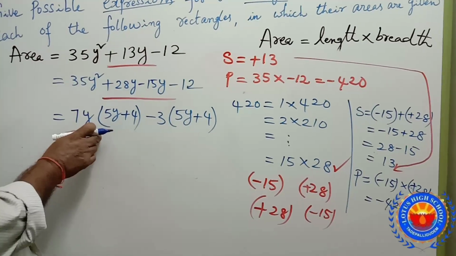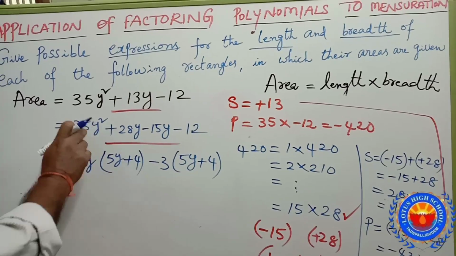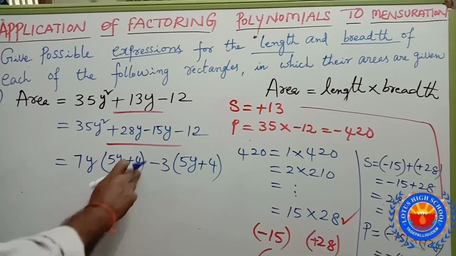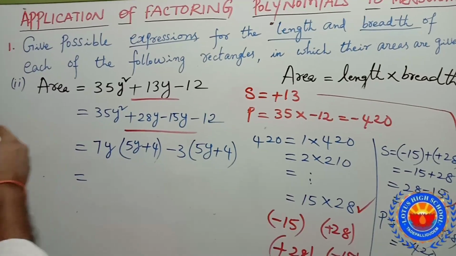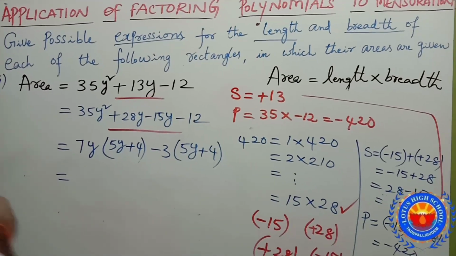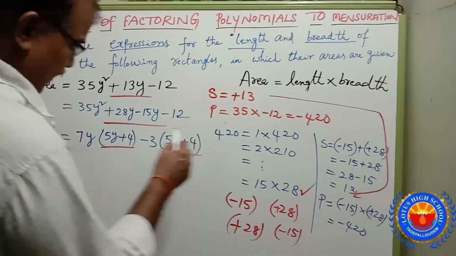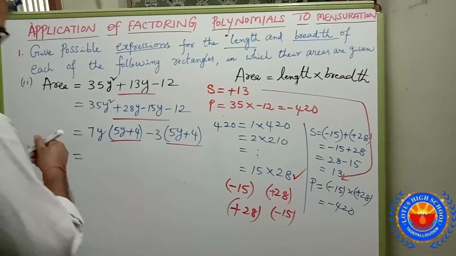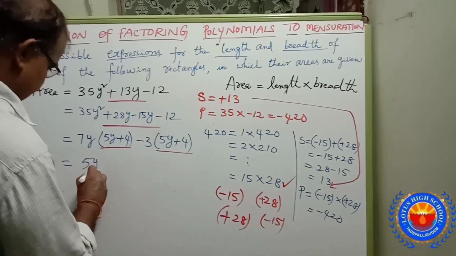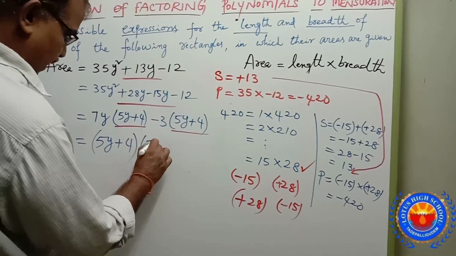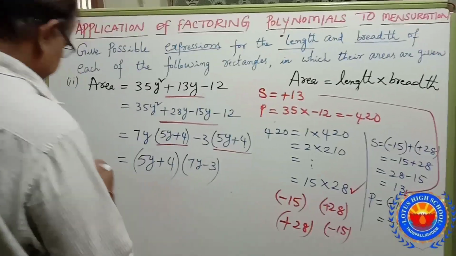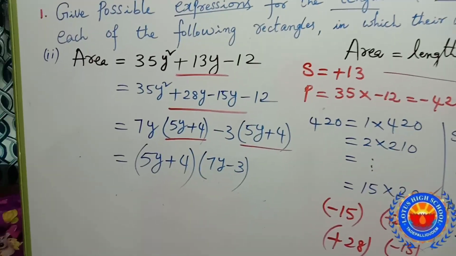Here if you want you can check this also. 7y into 5y is 35y square, 7y into 4 is 28y. This is equal to, which is common? This is the common factor, 5y plus 4. That's why you write 5y plus 4 into 7y minus 3. This is the area.